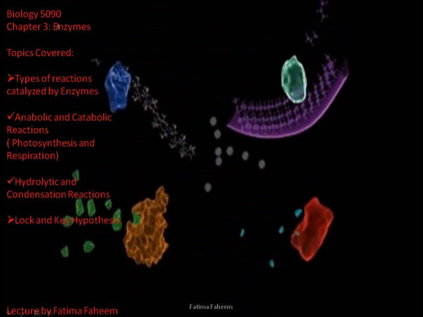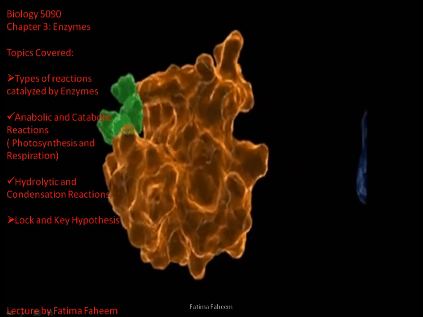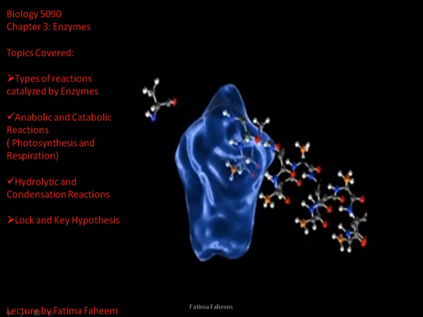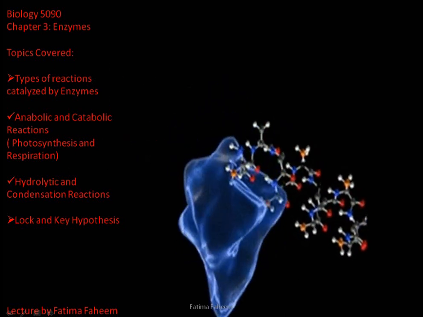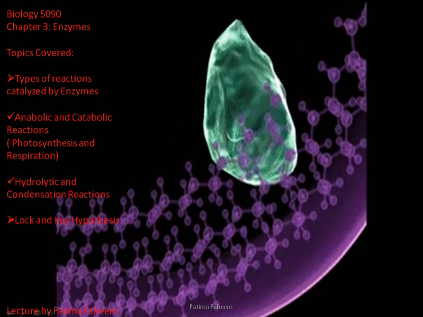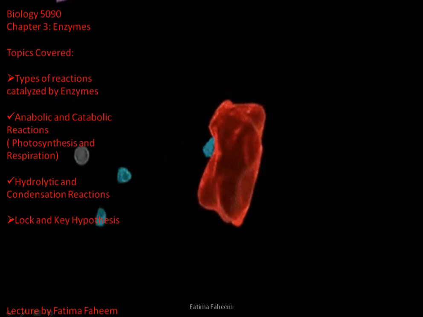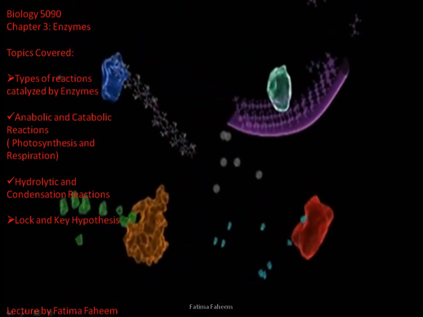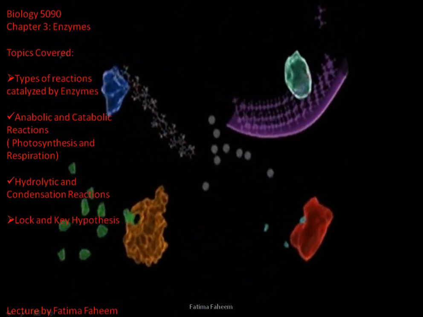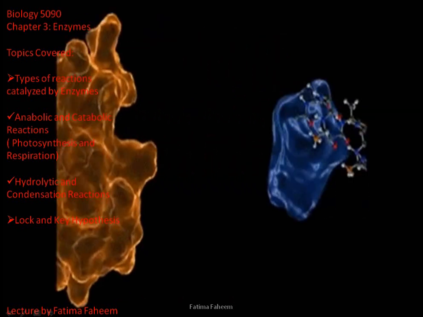Both anabolic and catabolic reactions together are called metabolic reactions that are happening inside all the living beings. The example of anabolic reaction is photosynthesis, and the example of catabolic reaction is respiration. Then we will look upon the hydrolytic and condensation reactions. Then we will go through lock and key hypothesis.